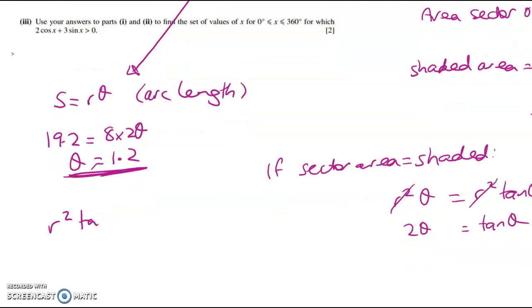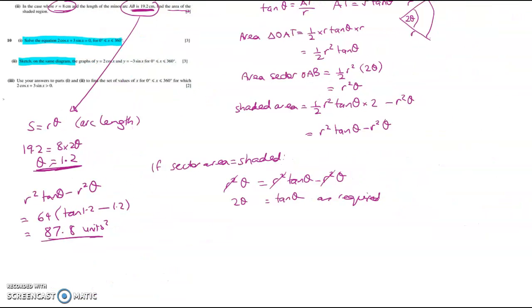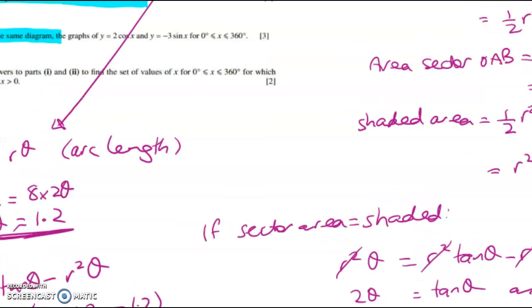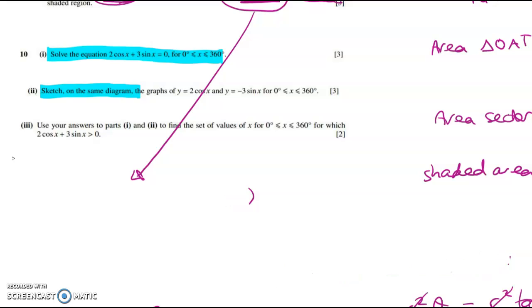So r squared tan theta minus r squared theta, which equals 8 squared, so 64 into tan of 1.2 minus 1.2, which gives us 87.8 units squared. So there we go. That's, I think, a very, very easy 3 marks once you've got used to that style of question. Right, now let's look at this next one. This is an equation solving one, so a completely different part of your brain. You should be thinking straight away about drawing some trig graphs for these.